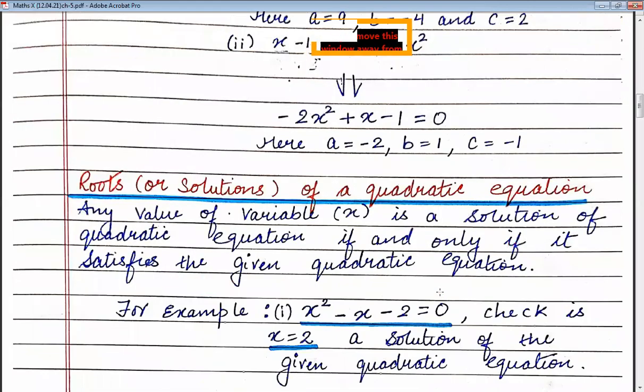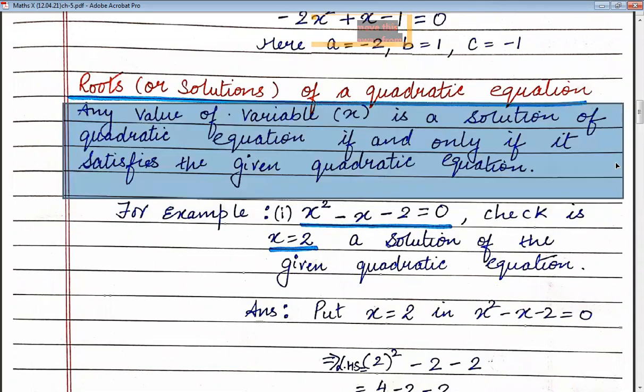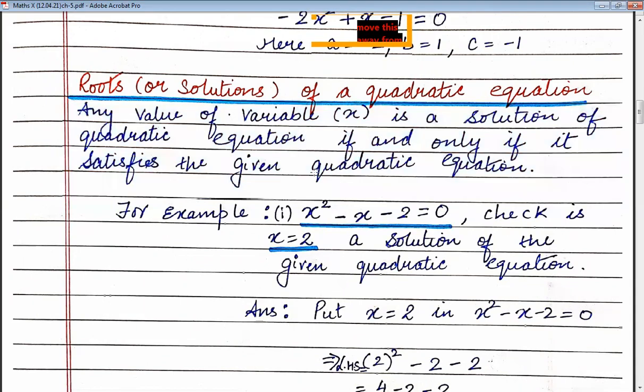So now let us discuss the roots or solutions of a quadratic equation. Children, a value of the variable x is a root or solution of a quadratic equation if and only if it satisfies the given quadratic equation. Any value of x which, when you substitute it in the quadratic equation, comes out to be 0, is called a solution or root of the quadratic equation.